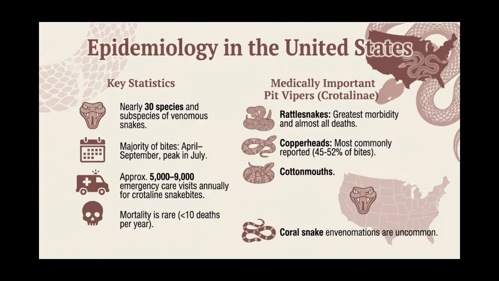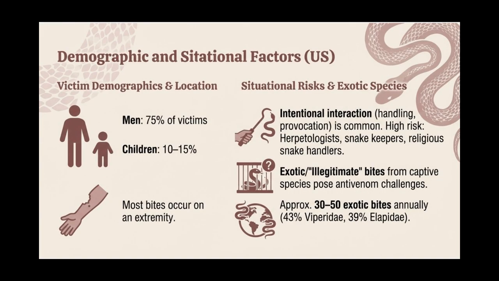They are responsible for the majority of serious health issues and nearly all deaths resulting from snake bites in the country. A smaller percentage of native venomous snake bites are caused by snakes from the coral snake family. These include the Arizona or Sonoran coral snake, the Texas coral snake, and the eastern coral snake. Envenomations from coral snakes are relatively uncommon, and there are very few reports of such cases reaching poison control centers annually. Men make up approximately 75% of snakebite victims, while children account for about 10 to 15% of reported cases.